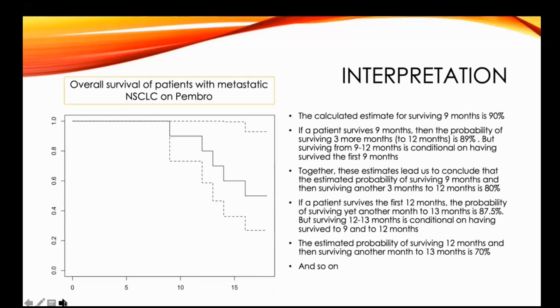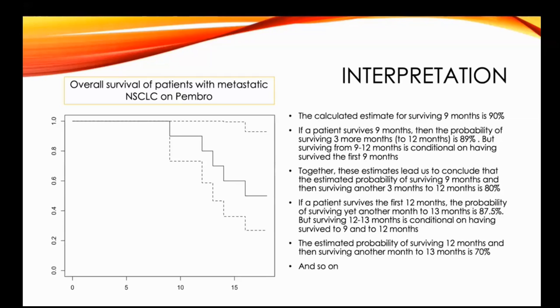And what this means is exactly what we just talked through, and I'm going to talk through it again using the graph. I'll also point out that in this graph, there are a total of 5 steps, and that's because there are 5 events. So you have a step for each event. So the way we interpret this Kaplan-Meier curve is that the calculated estimate for surviving 9 months is 90%. If a patient survives 9 months, then the probability of surviving 3 more months to 12 months is 89%.